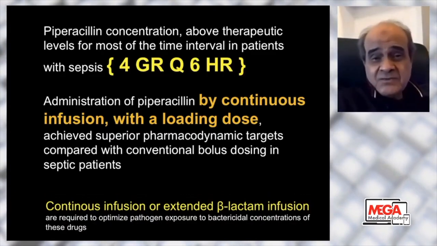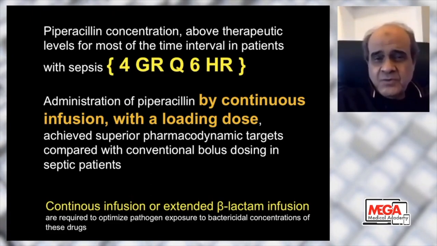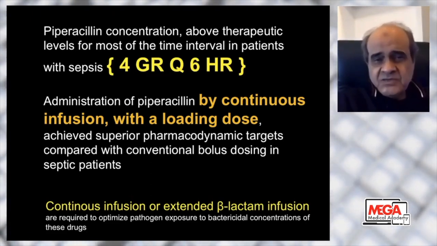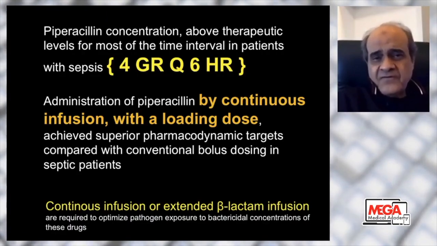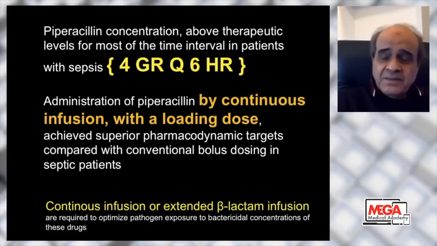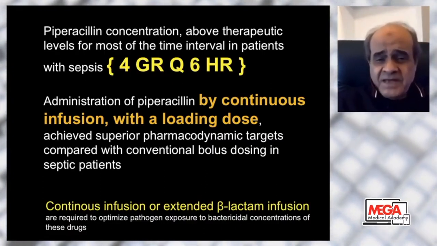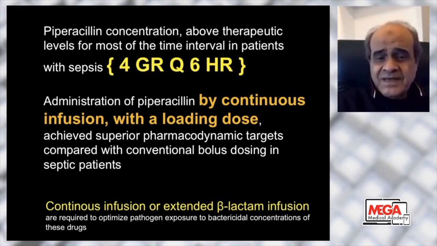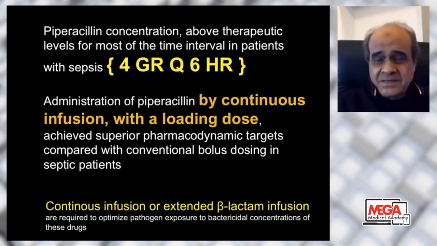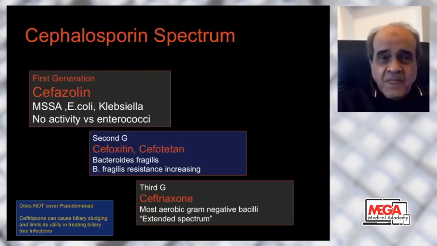Tazocin is one of the drugs for which we have to use frequent doses or continuous infusion, because its efficacy depends on the time factor. So we use it 4.5 grams every 6 hours, better than every 8 hours, and better to give it through infusion. And really, infusion of beta-lactam drugs decreases the toxicity of the drug and decreases the nephrotoxicity.